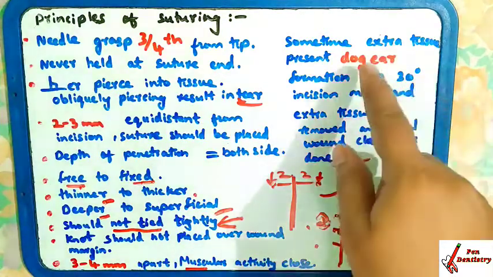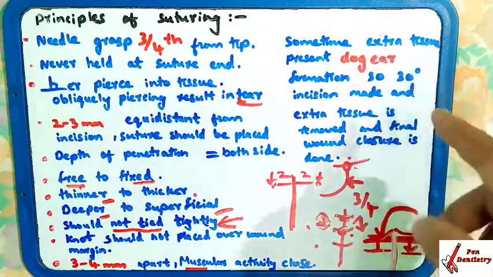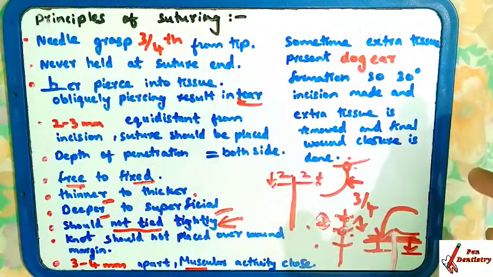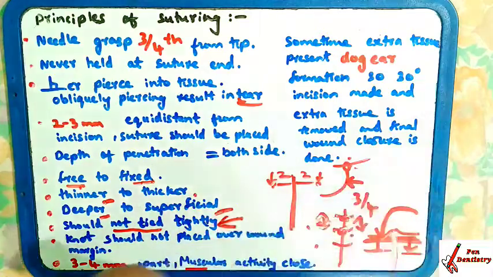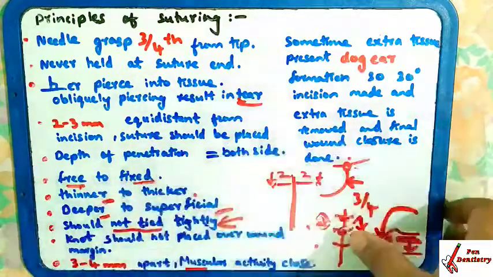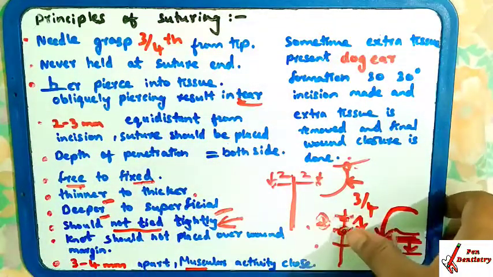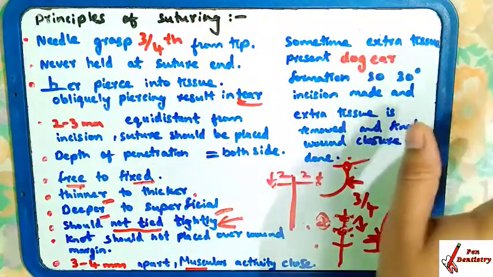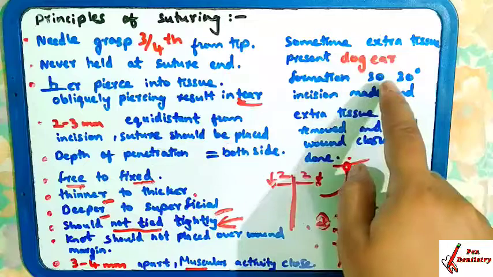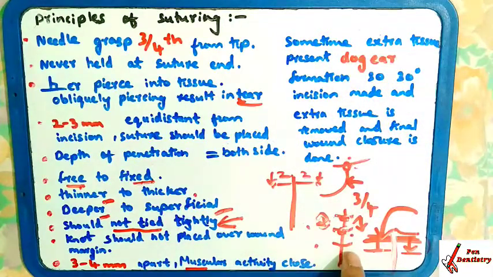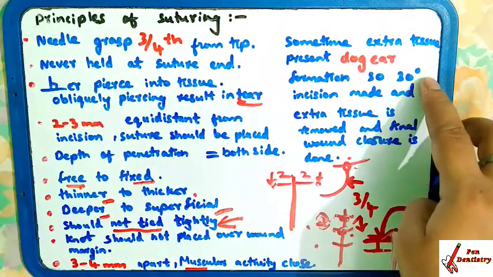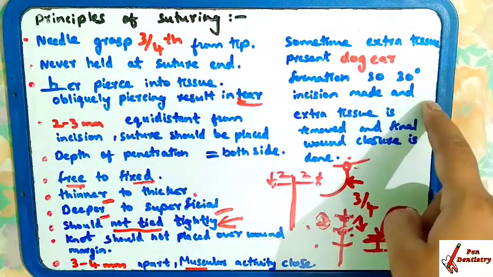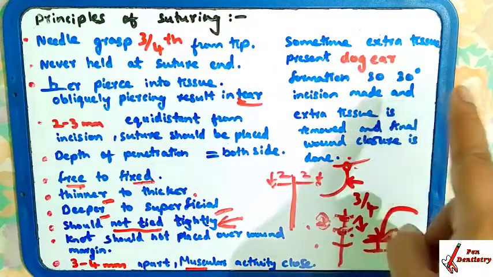And in the last point, sometimes extra tissue is present. You might feel there is an extra tissue between the wound; extra tissue pops out. That is known as a dog ear. This extra tissue formation, you are going to cut with a 30-degree incision. Extra tissue is cut off.